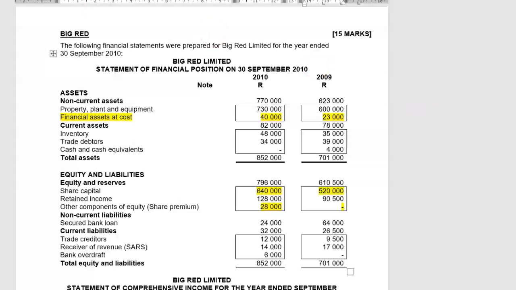Now, you will probably not get something like this in a test or exam, because we are not allowed to issue any shares at other than no par value. So that means that you cannot issue a share at a price higher than the issue price. It's a no par value share. Whatever you want to receive for the share, you're going to make the issue price.